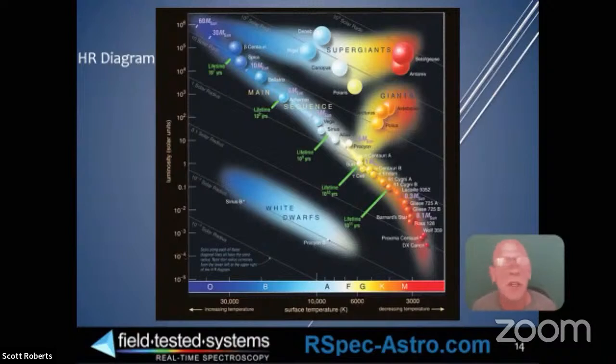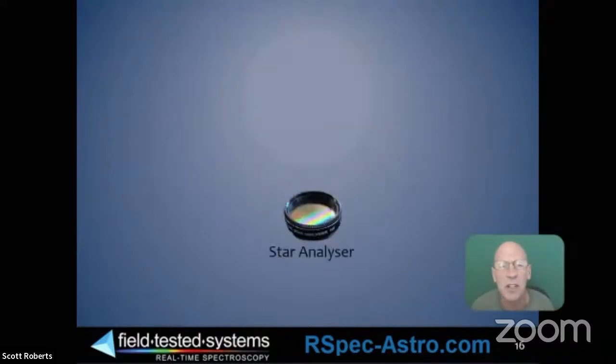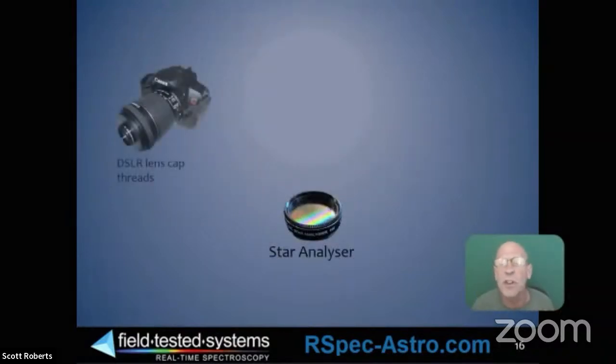So how do we do it? Well, we can capture spectra with almost any instrument. I mean, a standalone DSLR, as we just saw. It can be a telescope. This is the Explore Scientific ED102, a great telescope for this. Both of these would have to be on a tracking mount of some sort. And then how do we actually capture the spectra? Well, we use this Star Analyzer grating that I mentioned a few minutes ago.